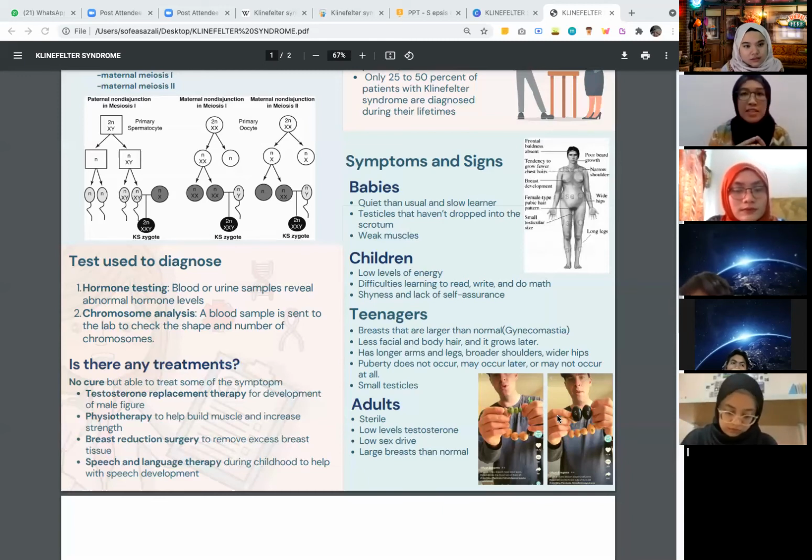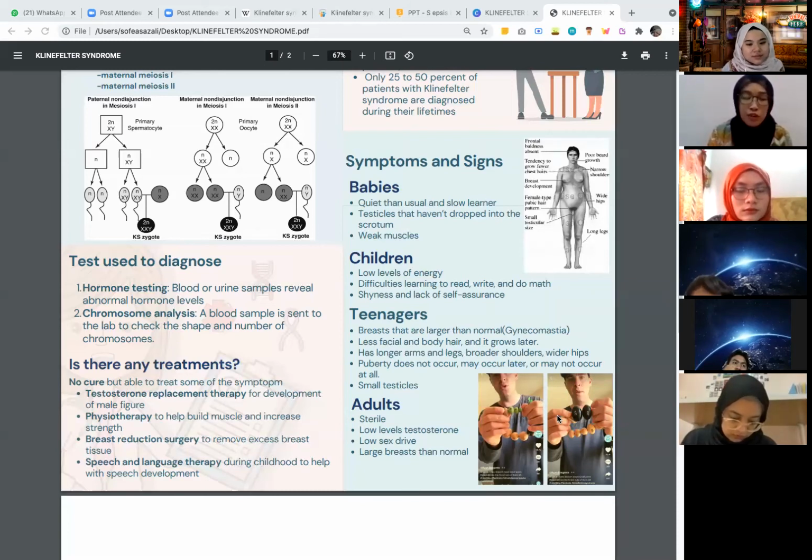Thus, if the patient has this low level of testosterone and higher level of gonadotrophin, the patient is suspected to have Klinefelter syndrome. And then the second test is chromosome analysis, also called karyotype analysis, which is used to confirm a diagnosis of Klinefelter syndrome. The blood sample of the patient will be sent to the lab in order to check the shape and the number of chromosomes. If the patient has an extra X chromosome in the sex chromosomes, the patient is confirmed as diagnosed with Klinefelter syndrome.